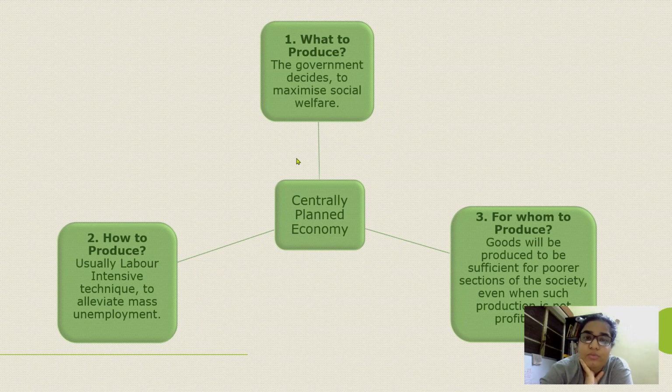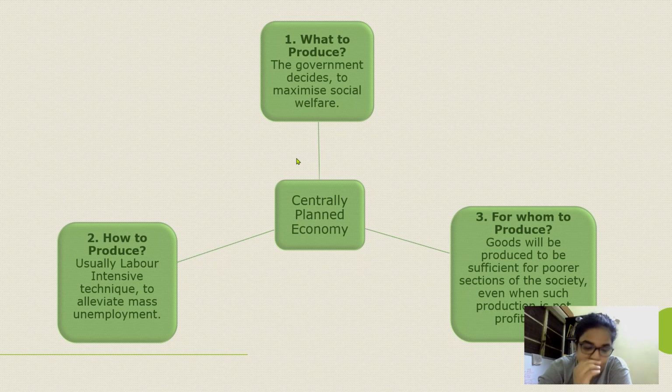Coming to the centrally planned economy, the first problem: what to produce. The government decides. The decision lies with the central authority or the government or the dictator, whoever. The businessmen or the employees or the public in general do not get to decide it.